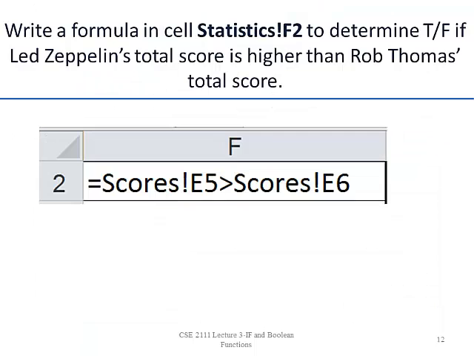All right, the first one. Write a formula in cell Statistics F2 to determine true or false if Led Zeppelin's total score is higher than Rob Thomas's total score. All we have to type in is equals Scores E5 greater than Scores E6. If you type that into cell F2, you look at Scores E5, which is 300, and Scores E6, which is 345. So is 300 greater than 345? True or false? If it's true, it will display a true. If it's false, it will display a false.